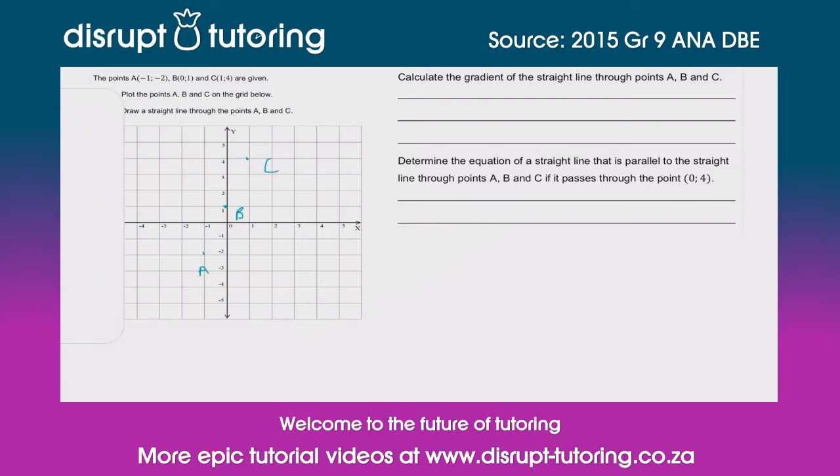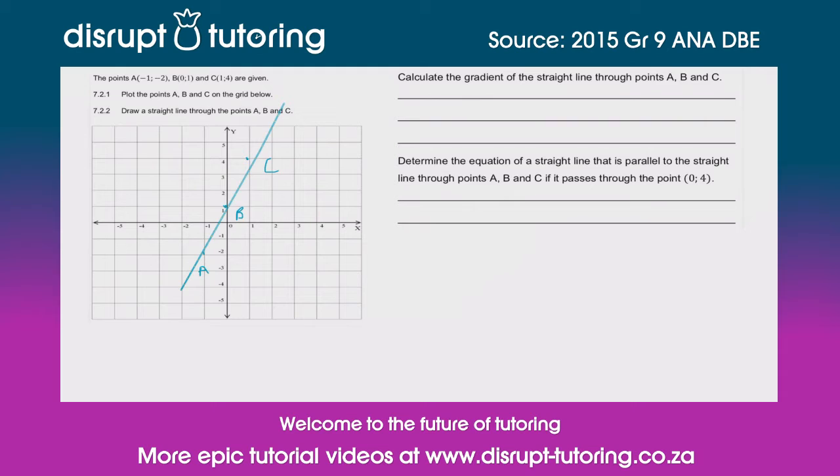So let's see. All right, so now they're going to ask us to draw a straight line through the points A, B, and C. Here goes nothing. Excuse me if I'm not directly through the points, but the goal here is to try and connect the points using the line. So I'm going to draw my line now.